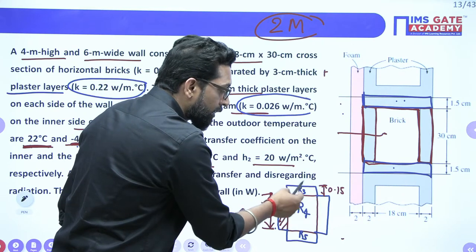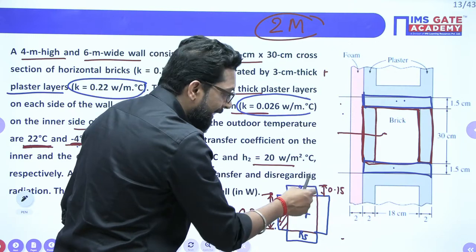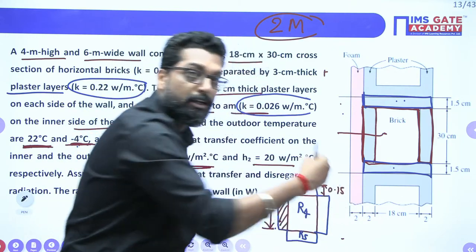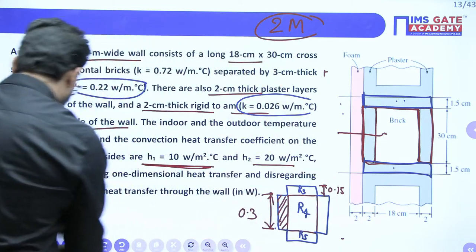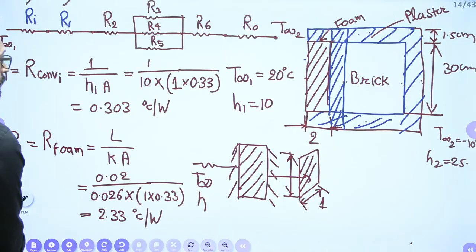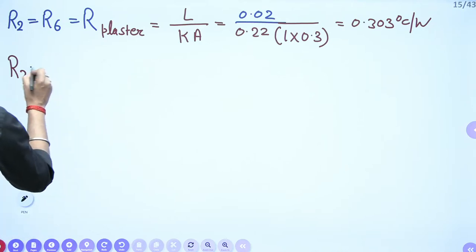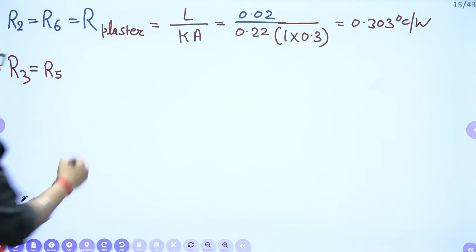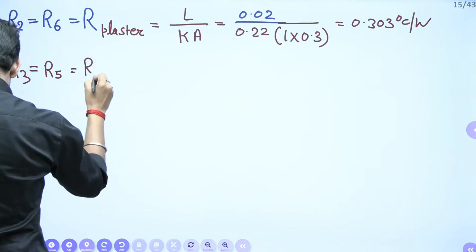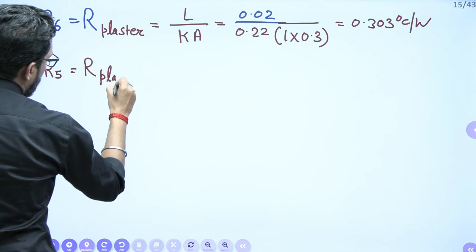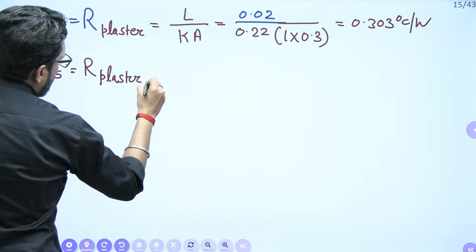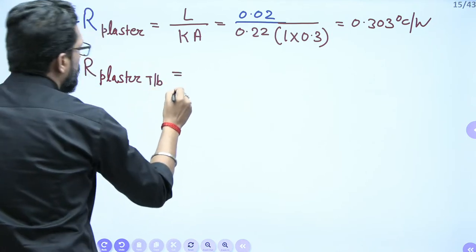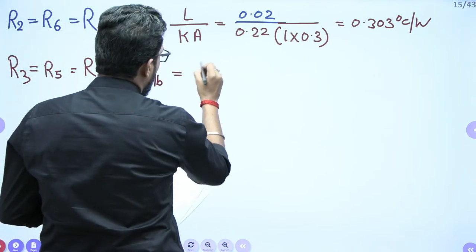K is the thermal conductivity of the plaster. A, area, is this height into the width. What is this height? 1.15 into width is 1. So R3 is equal to R5, top and bottom of the bricks. This is your R of plaster, top and bottom, equal to L. L is 0.18.